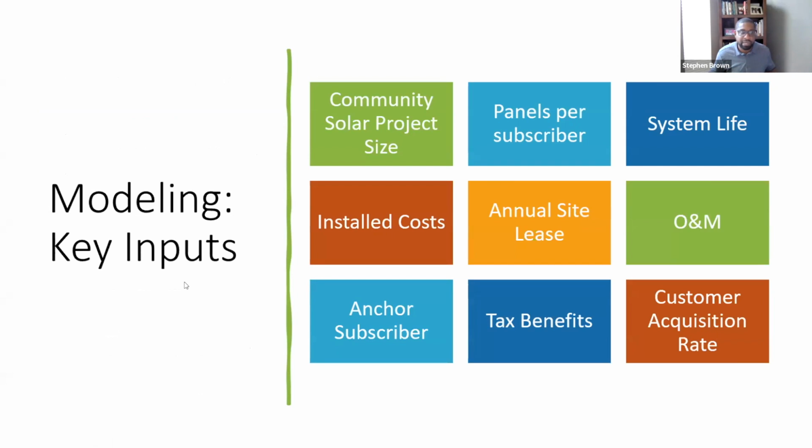And then let's look a little bit more into your model and what those key inputs might be. Obviously, what is the size of the project that you're looking at doing? How many subscribers are you going to allow to participate in the project, right? And so, how much per subscriber will you be offering to the community? What is the system life of the project? Generally speaking, the system life is going to be between 20 and 30 years or so. And so that's always good to know.